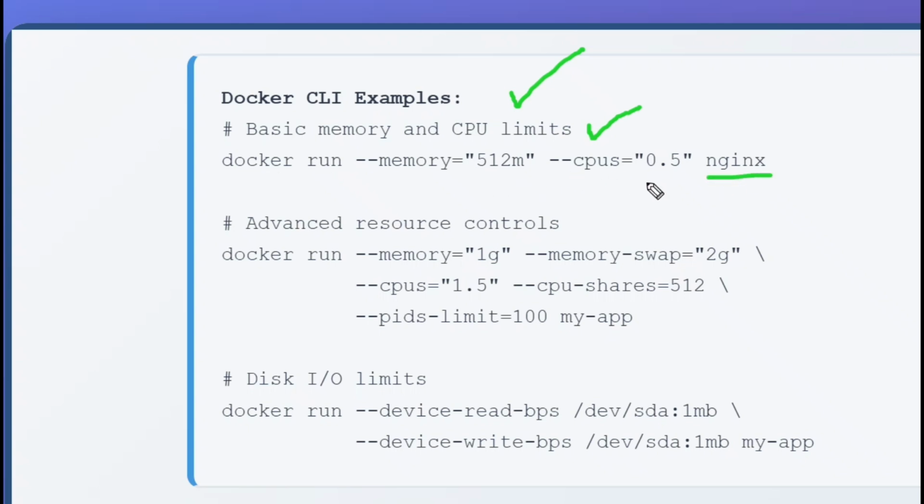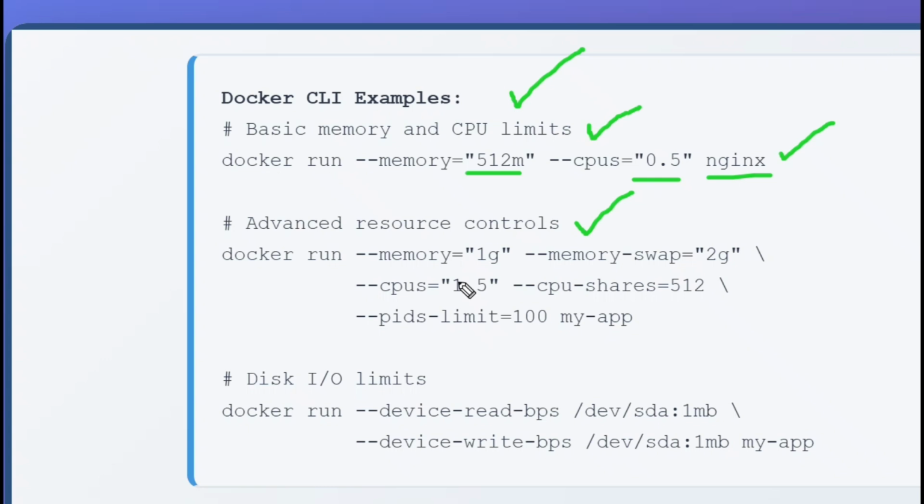with 0.5, that means half a CPU core, and 512 MB of memory RAM. Okay, so this was the command: docker run --memory that will limit to this, and CPU that will limit to this for this particular container. And coming to the second one, where advanced resource controls.